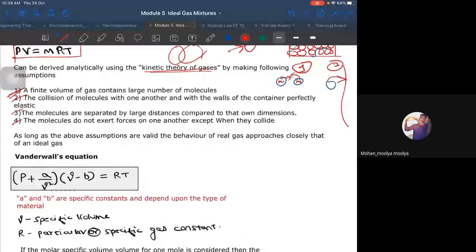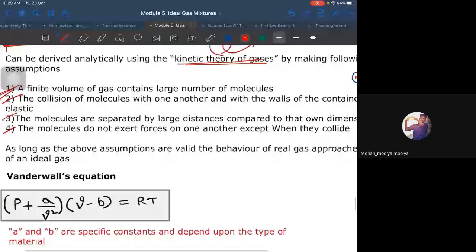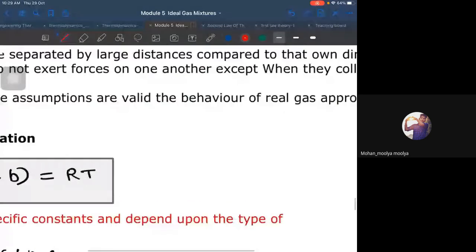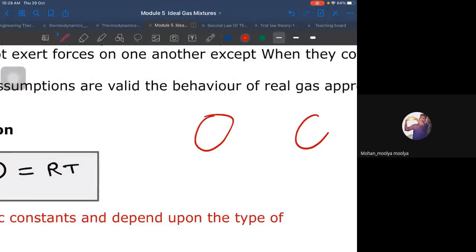The molecules do not exert forces on one another except when they collide. Yes, those are the assumptions made, but according to Newton's law of gravitation, any two masses which have some amount of mass or weight will definitely exert a force of attraction between them, which will be proportional to the product of the masses and inversely proportional to the square of the distance between them.